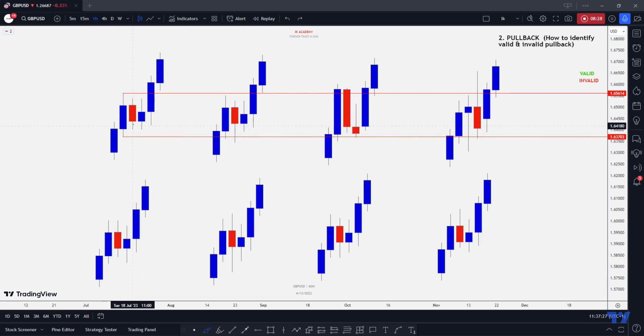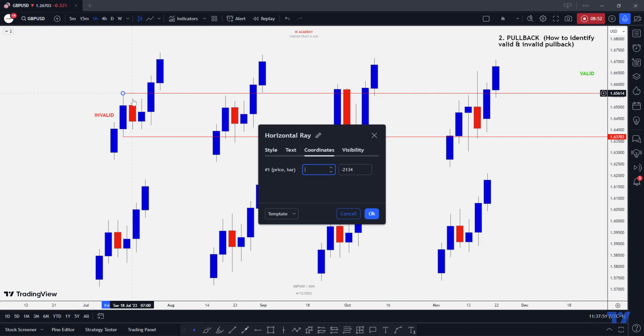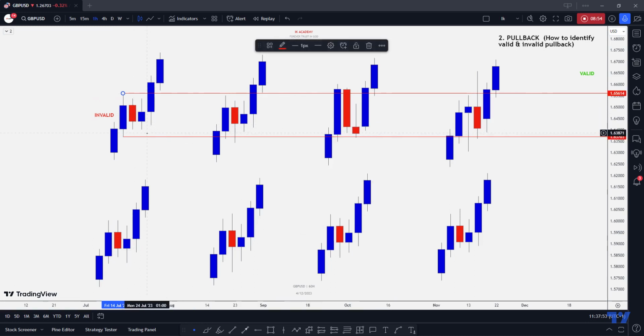Because price did not take out this low, this is not a valid pullback. This is an invalid pullback. So this example here, we take it as an invalid pullback. That example one is an invalid pullback.